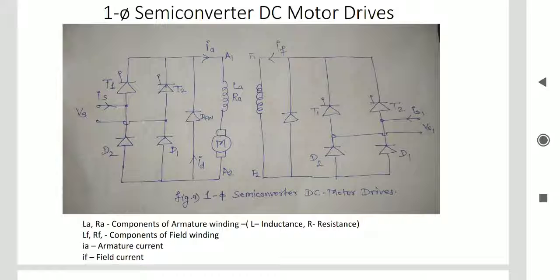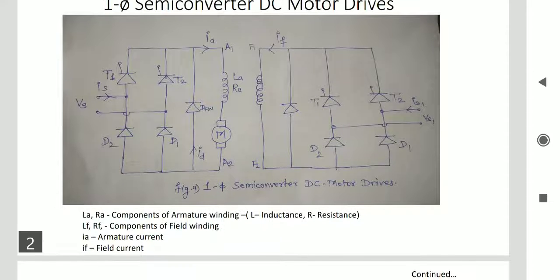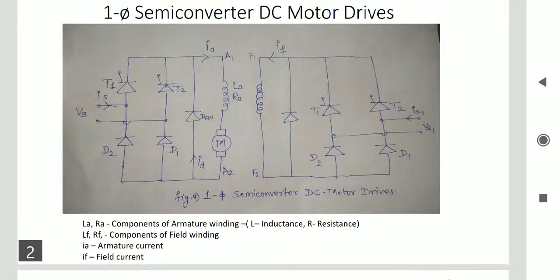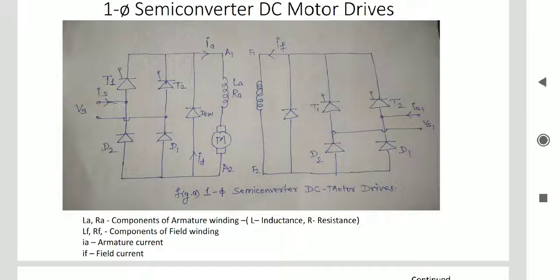T1 D1 is a pair, then T2 D2 is a pair. DFW stands for a freewheeling diode. Here in this diagram, we have LA RA, which are the components of the armature winding. L stands for inductance, R is the resistance, and LF, RF are the components of the field winding. Here IA is the armature current and IF is the field current.